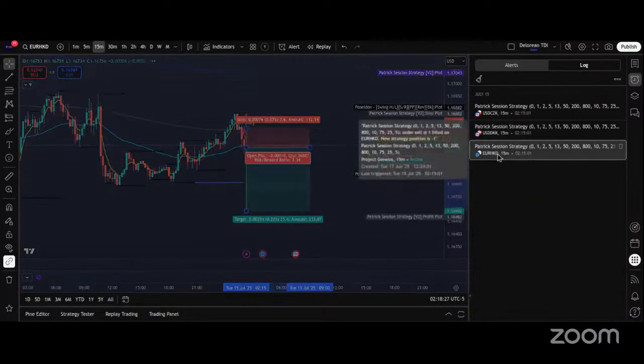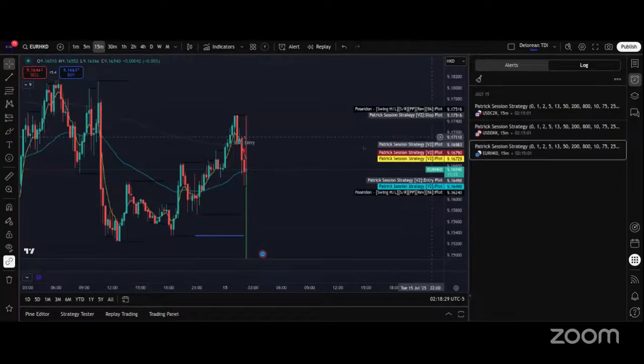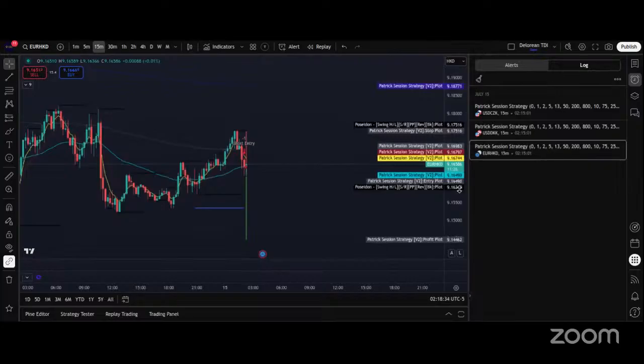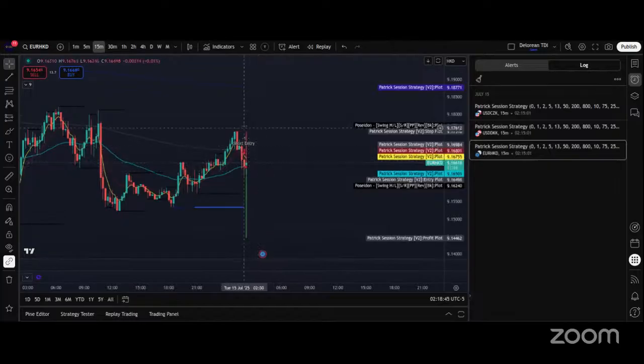Next up, we have the euro versus the Hong Kong dollar. And we have blue, gray, aqua. Prices between the 50 and 200 EMA. We really need price to be below the 50 EMA before we take this particular trade. It's not there. So we won't be taking this particular trade.